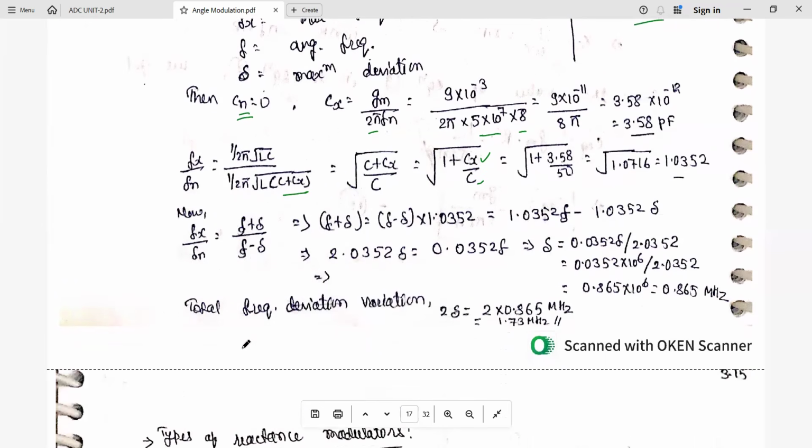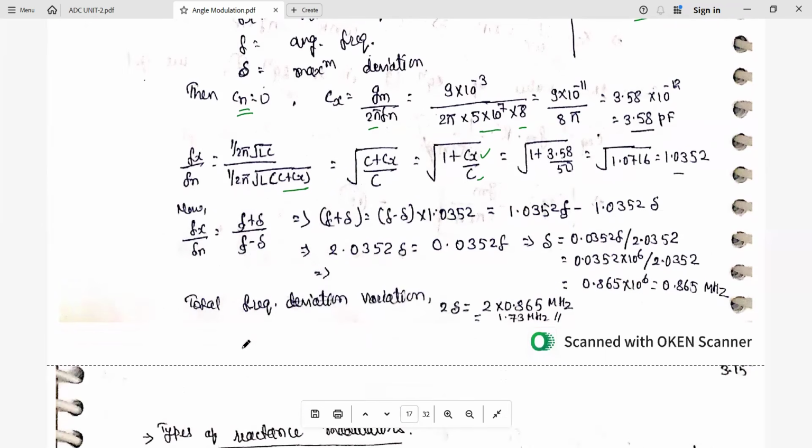So now another formula we have: Fx by Fn is F plus del by F minus del. From here we can find the value of del. Just rearrangement we have to do, this value we have to substitute, and F is already given. On the basis of that, we have del equal to 0.865 megahertz. So the frequency deviation is 2 times this del, that is 1.73 megahertz.